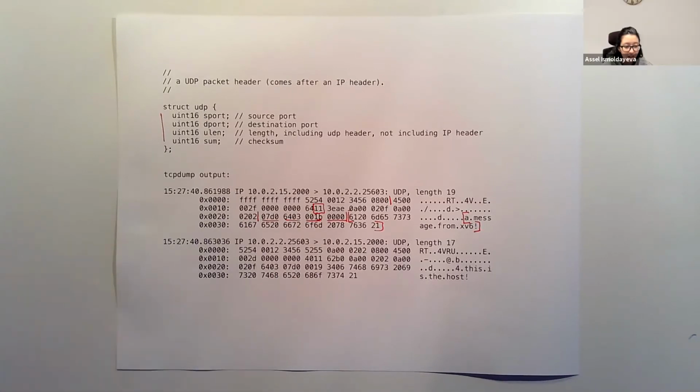I just had a question. So when you send a packet to someone, you don't know their Ethernet address. So do you just send it to your router, and then the router figures it out from there?